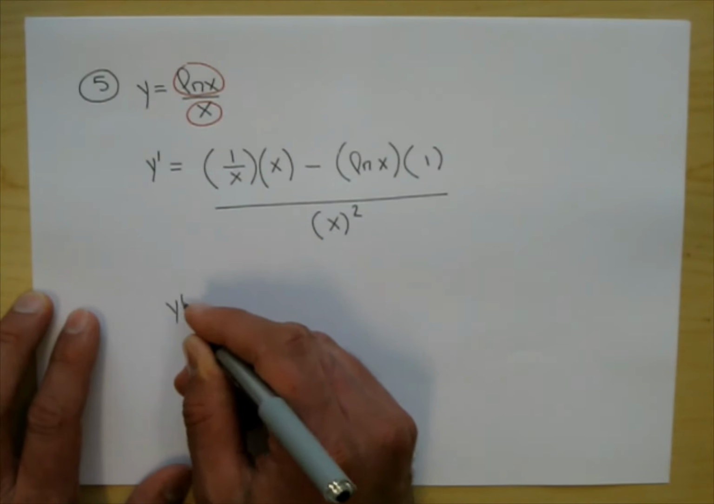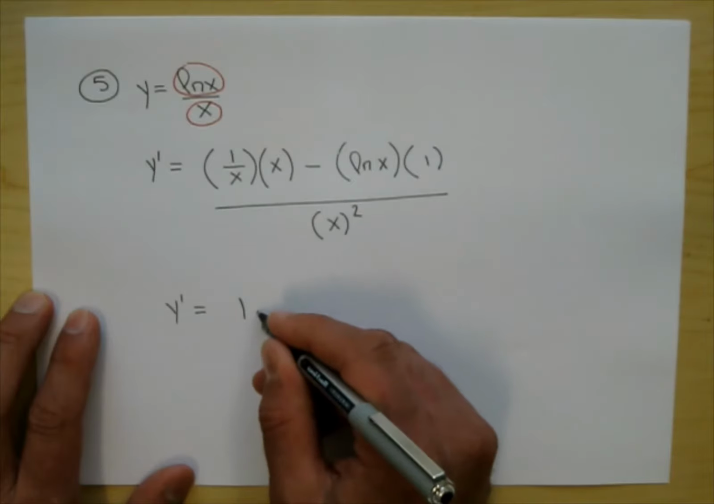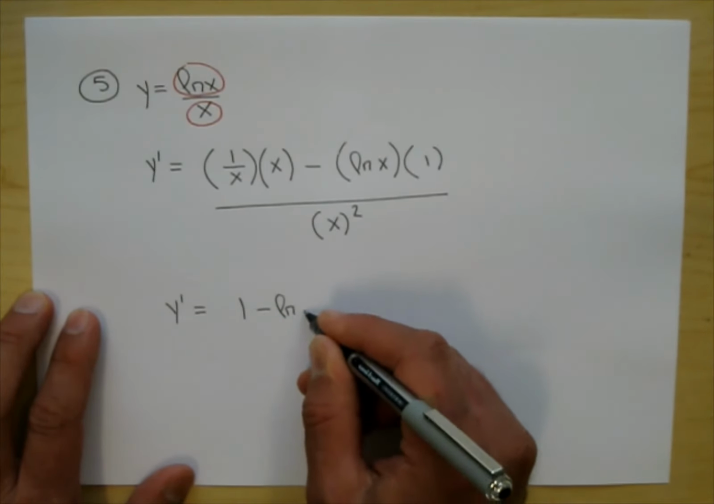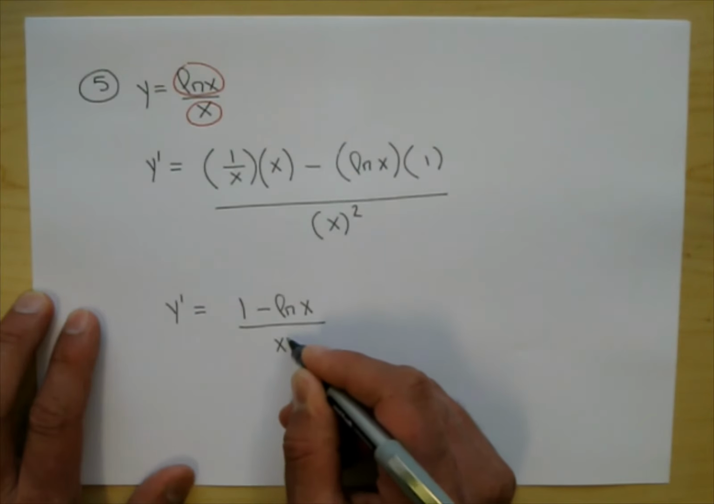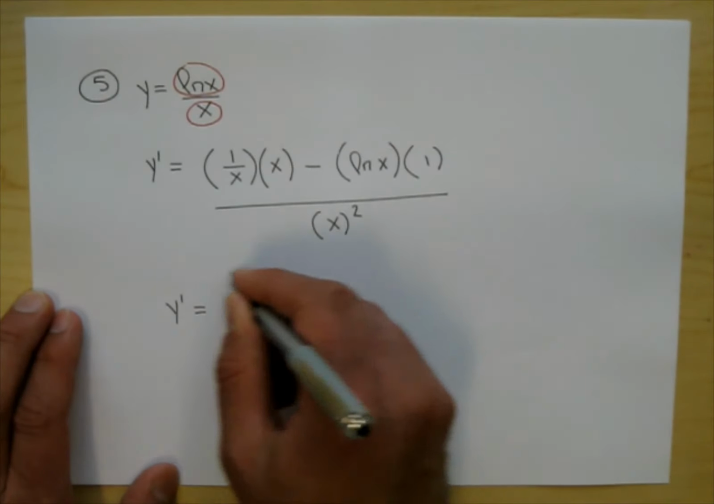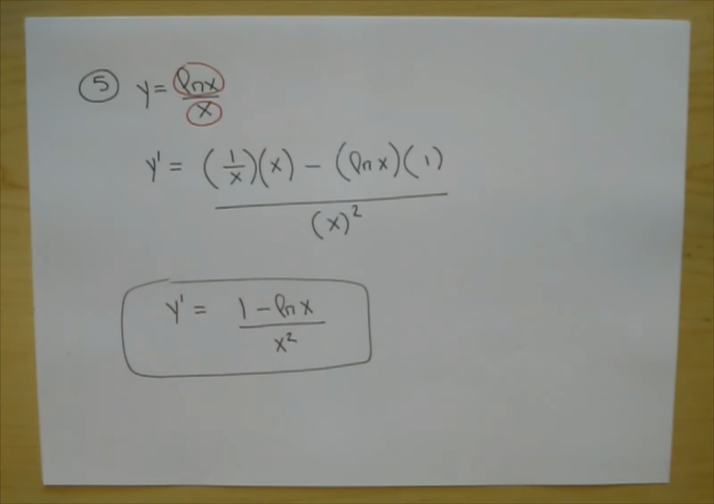Let's clean this one up. 1 over x times x is 1. 1 minus ln x all over x squared. That gives us the answer. Let's go ahead and do another problem.